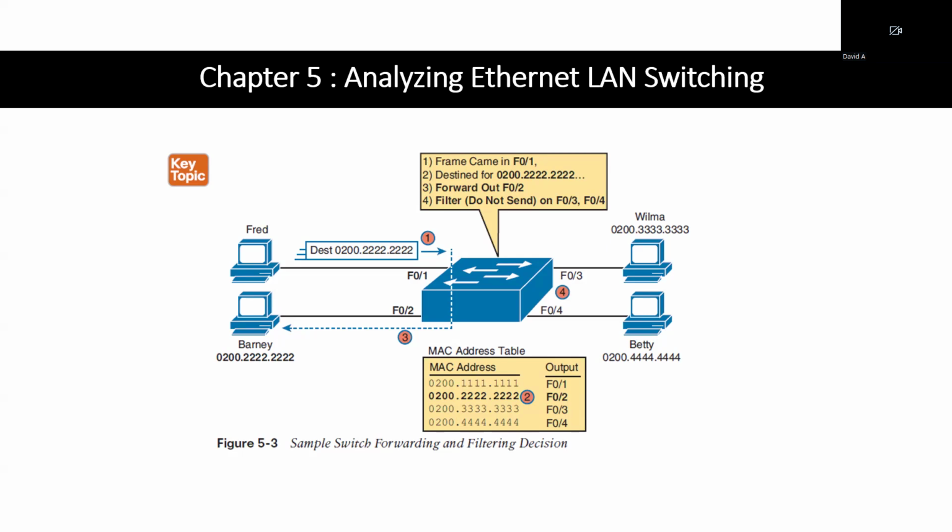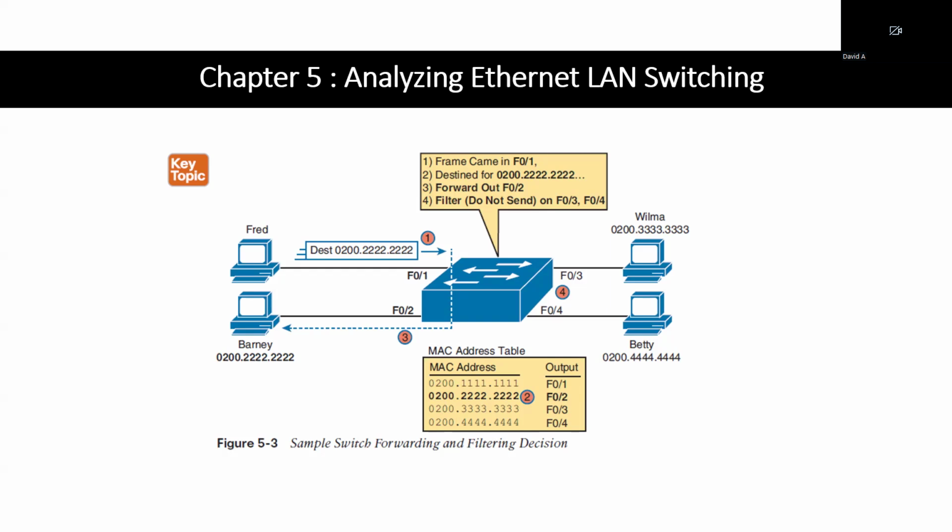So the switch is going to look at the frame and at the destination MAC address and say, I see this MAC address within my MAC address table. I know where to forward this. I'm going to forward this out of this interface. Now I'm following that logic of the primary functions of the switch.